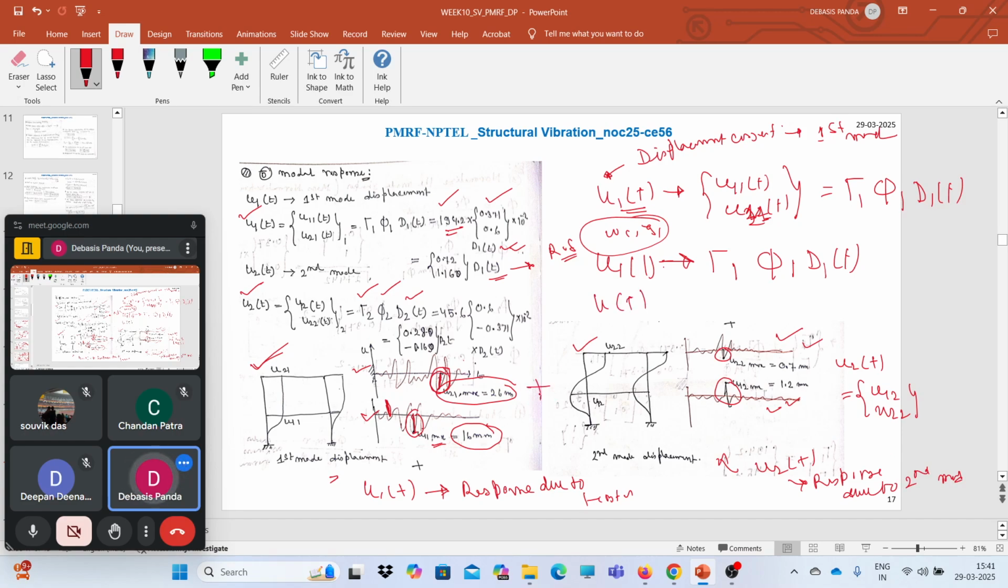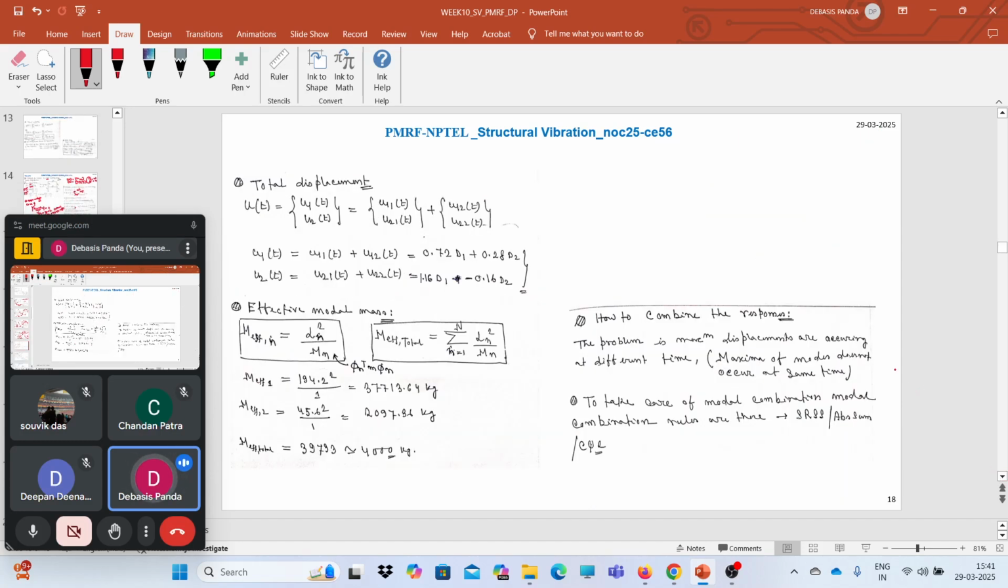Now tell me what will be the total u of t. You need to sum them up, right? Sum this response, your u21 plus u22 and your u11 plus u12. Then only you will get the total response due to those two mode shapes, right? So for the total response, now we will face the next problem.